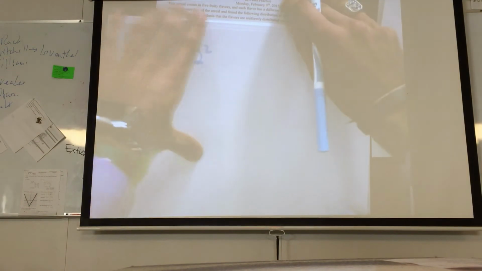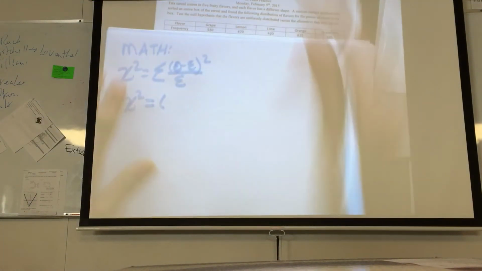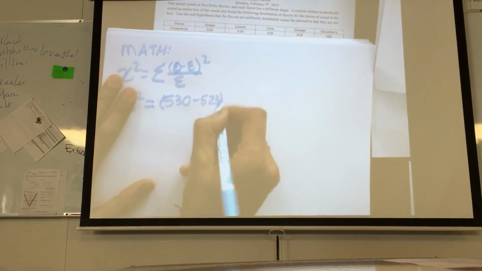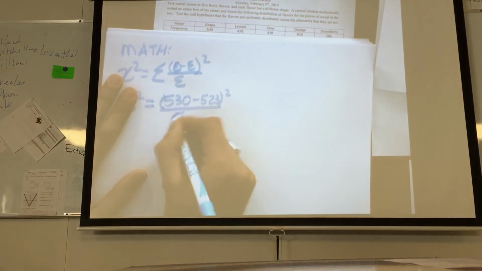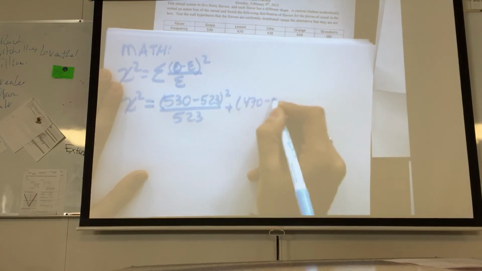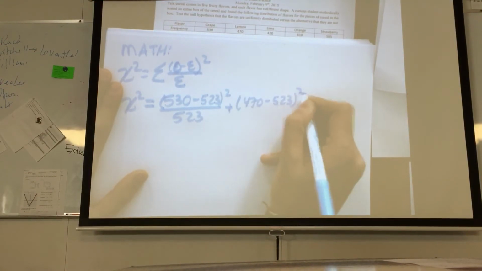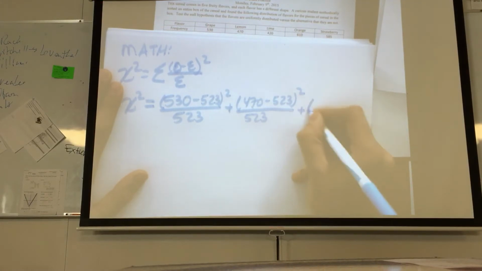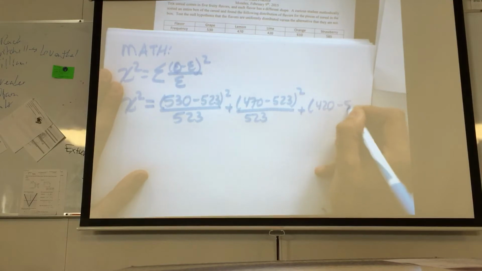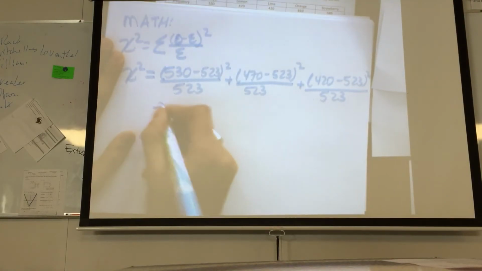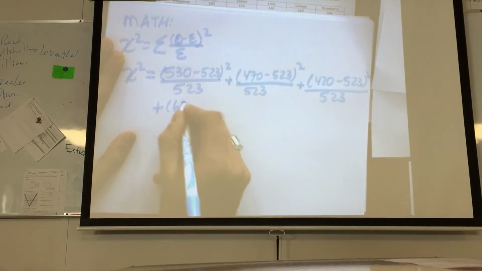So how many grape did we observe? 530 grape. We should have had 523. Plus lemon was 470. Should have had 523. Lime was 420, should have had 523. You can roll it over to the next line, no problem. Orange was 610.